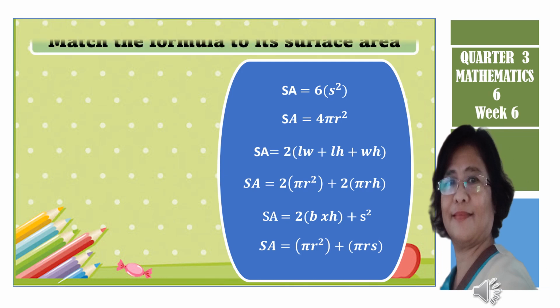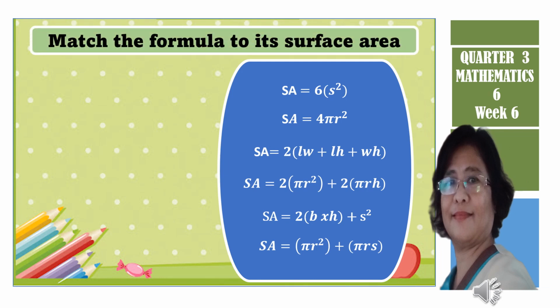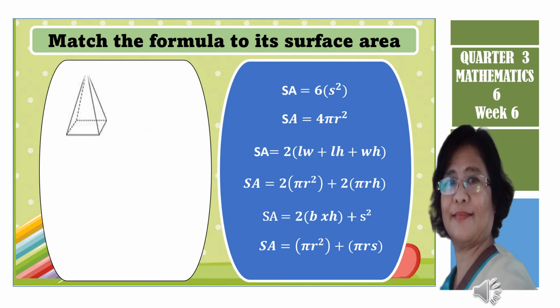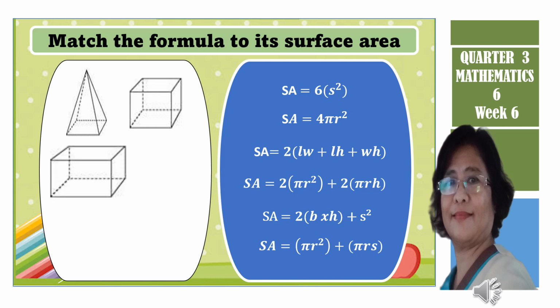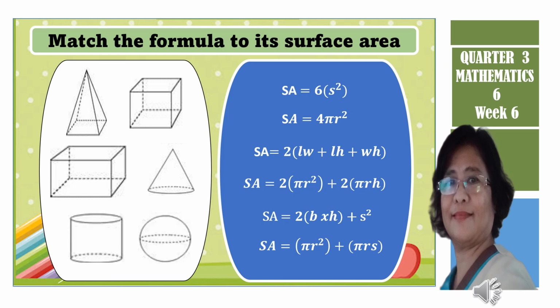Now, let us match the formula to its surface area. But before that, we're going to identify the name of its solid figure. We have the pyramid. We also have the cube. And then we have the rectangular prism. And we have the cone. Next is the cylinder. And the last one is the sphere.